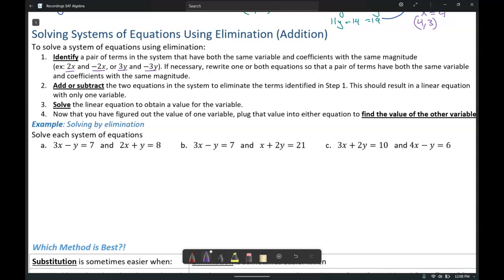If necessary, we can rewrite one or both of those so that this situation takes place, using properties of equality and multiplication. The point of this is that when we have 2x and negative 2x, if we add those terms together, they cancel out, giving us 0 and eliminating the variable they're attached to. It puts us in the same situation that we had with substitution, where we have an equation with only one variable, and then we follow the same steps as before to finish.